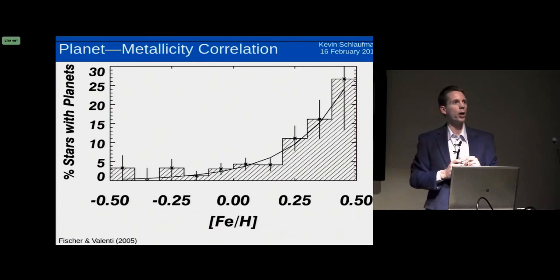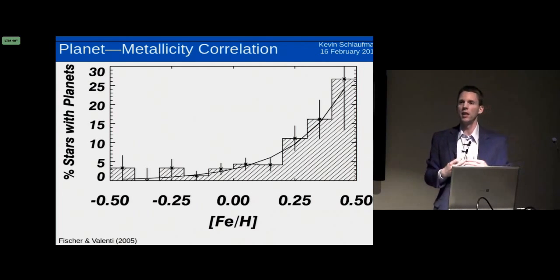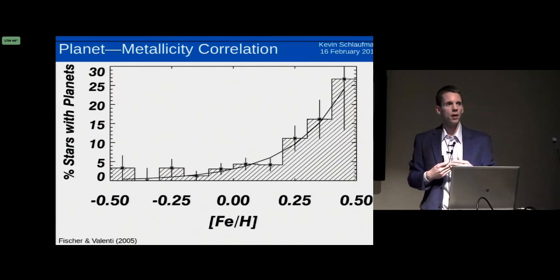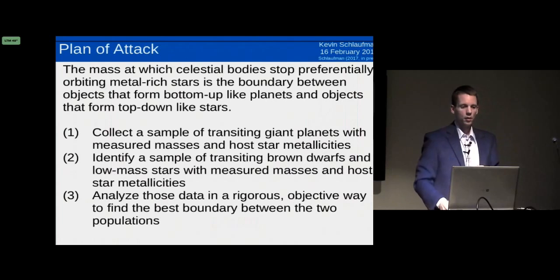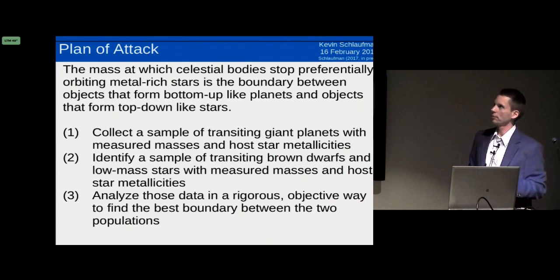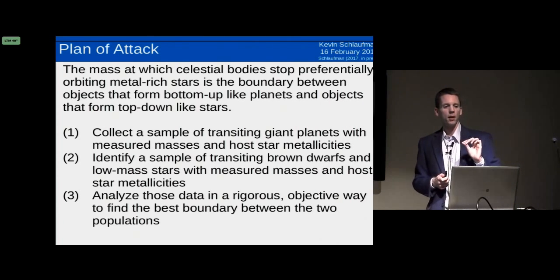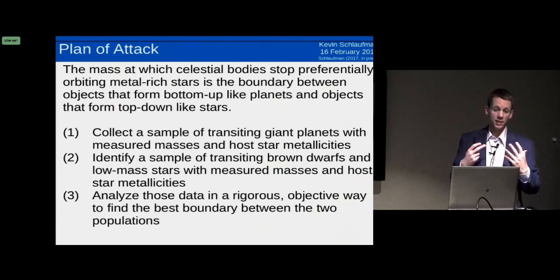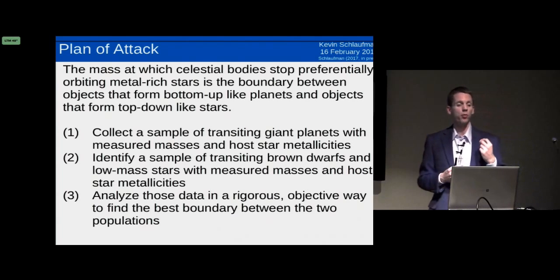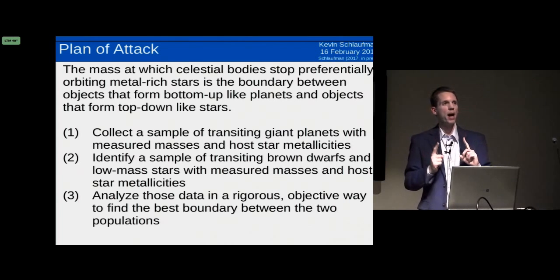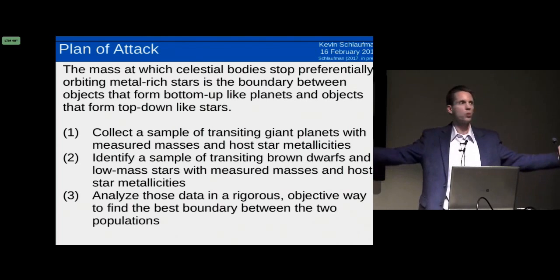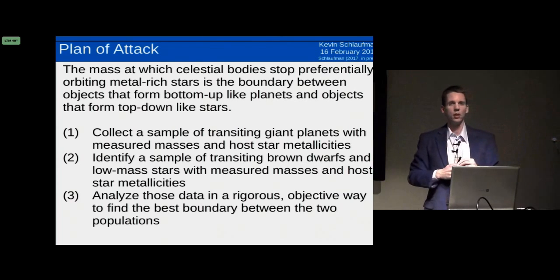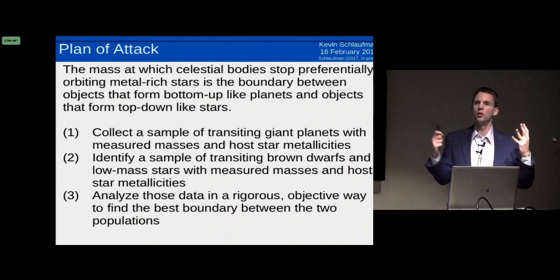So if you're interested in knowing, say, what's the most massive thing that can form like a planet and therefore reasonably considered to be a planet, you can follow this plan of attack. If you're able to identify the mass at which a particular class of celestial bodies stops preferentially orbiting metal-rich stars, that would be the boundary between objects that form bottom-up, like planets, and objects which form top-down, like stars. So what would you have to do that?